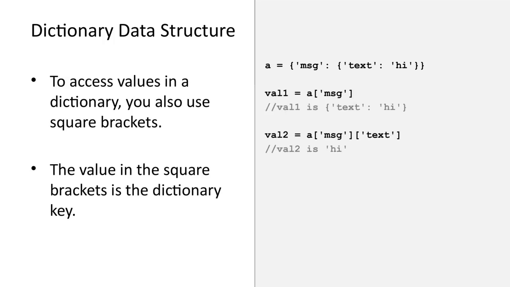To access values in a dictionary, you use square bracket notation, with the key in the bracket. When dictionaries are nested, you can create a chain of square brackets with keys. Try to see if you can follow the two examples in this slide.